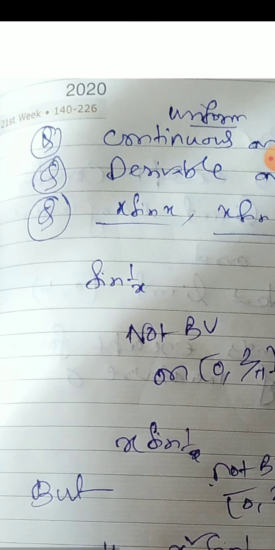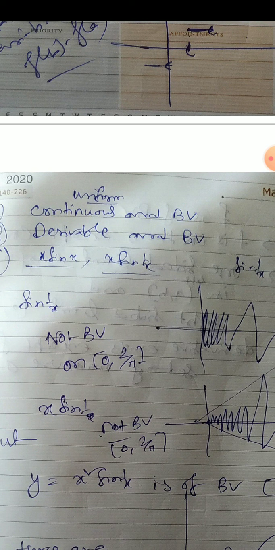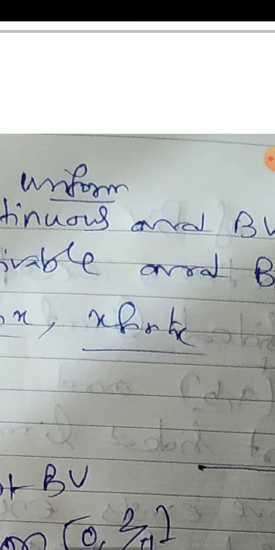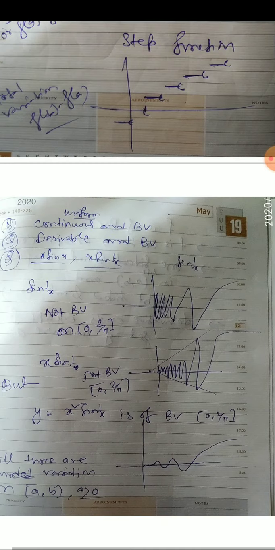Now there are some questions you can ask: a continuous function and bounded variation, is there any relation? Or a function which has a derivative, is it of bounded variation? Or what about functions like x sin 1 by x, and sin 1 by x? We will discuss this.